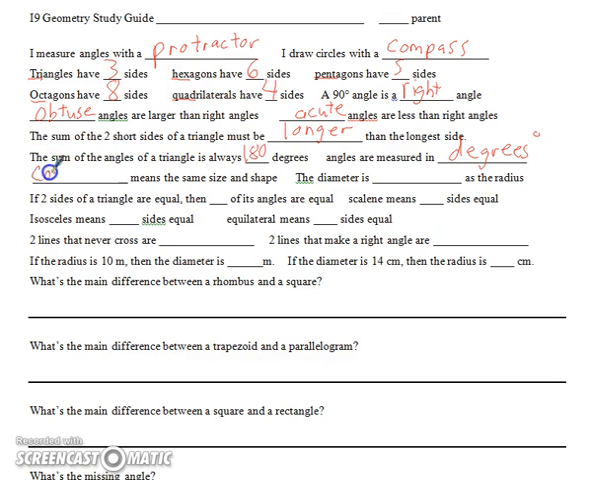This symbol means the same size and shape. That would be congruent. Two things are congruent if they're exactly the same size and shape. The diameter is twice as big as the radius.